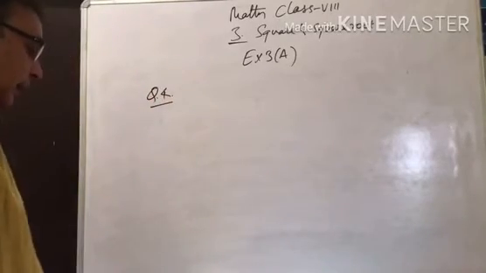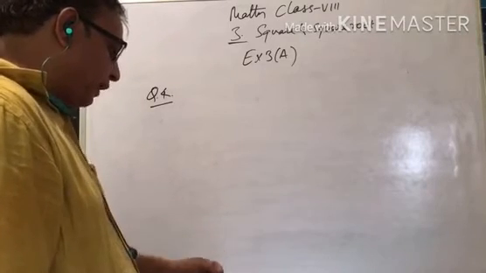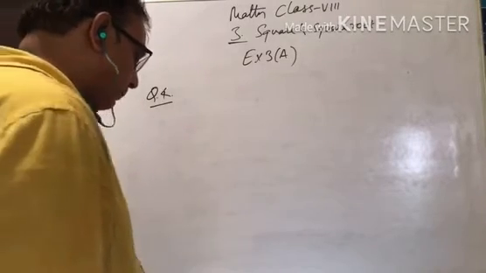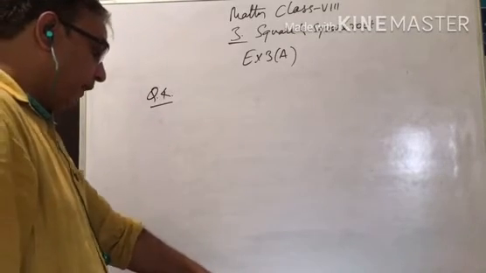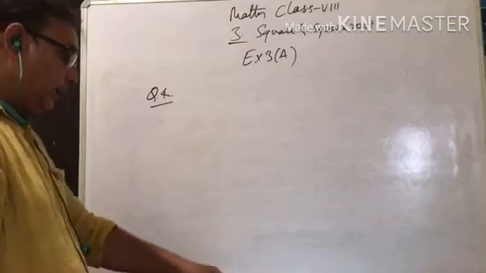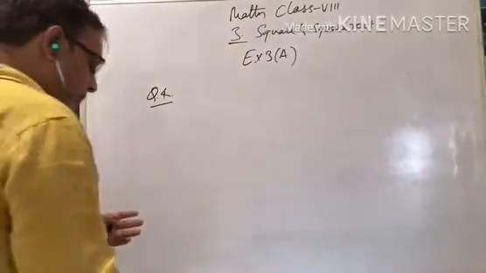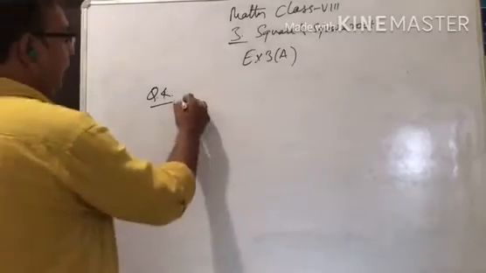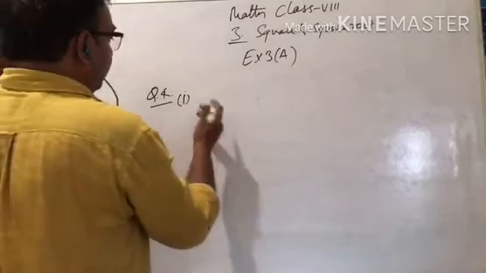The question is, by what least number should the given number be divided to get a perfect square number? Means in the third question, the given number is multiplied to get a perfect square, and in the fourth question, the given number is divided. So let us see question number 4, part 1.